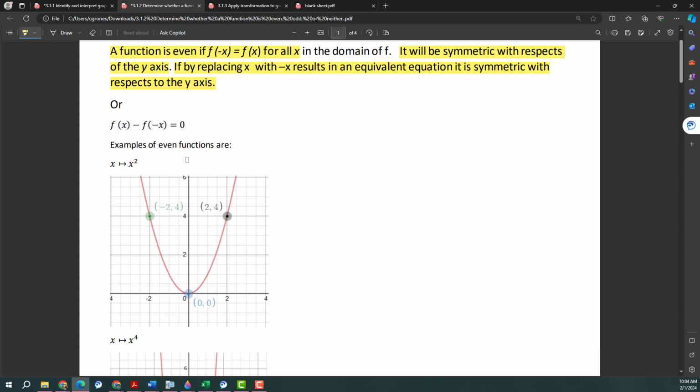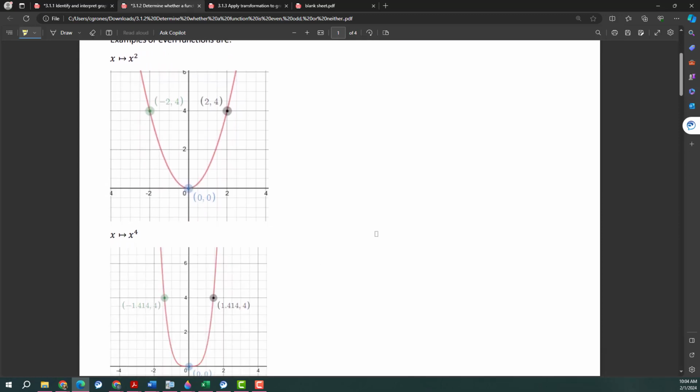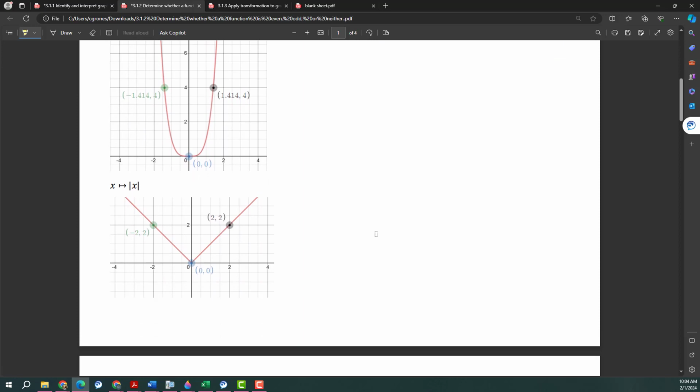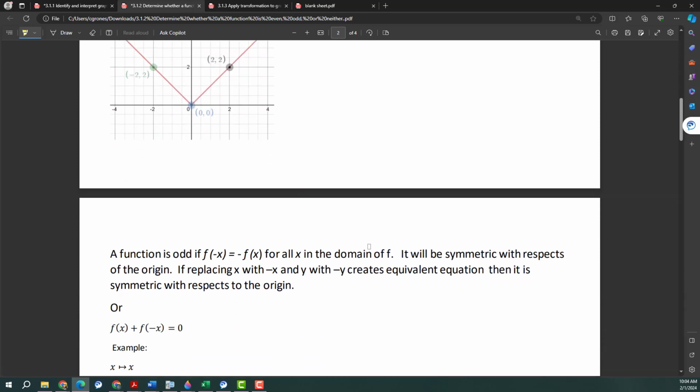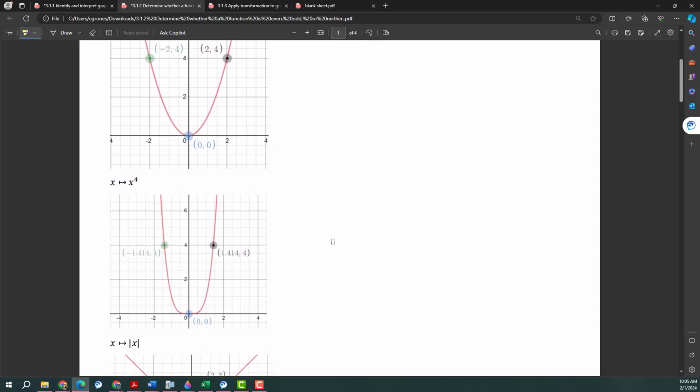So we're looking at our y-axis. That is our vertical line on our graph. So there are some examples of some equations that are symmetric. Down here. And all you're doing is replacing x with negative x, and if it's the same y value, then they are symmetric.